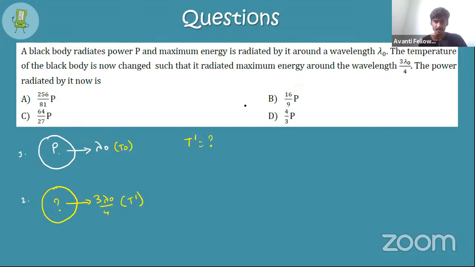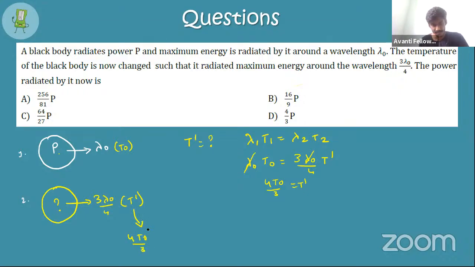Very simple, right? According to Wien's displacement law, I can write lambda 1 T1 initially is equal to lambda 2 T2 finally. Initial wavelength is lambda naught, initial temperature is T naught, and final wavelength is given as 3 lambda naught by 4. Final temperature is T dash. Lambda will cancel out, 4 will go to the numerator. 4 by 3 T naught is equal to the new temperature. So this T dash can be written as 4 T naught by 3. This is the new temperature I'm getting.